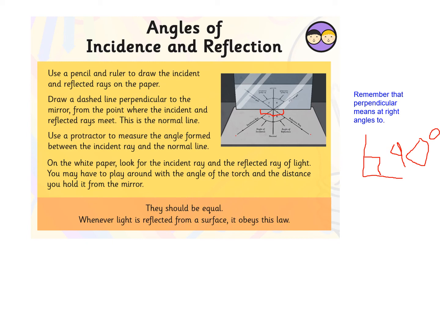Now I know you won't have a protractor to measure the angle, so don't worry. Do you think it looks the same? If it doesn't look the same, there might be a bit of a problem there.